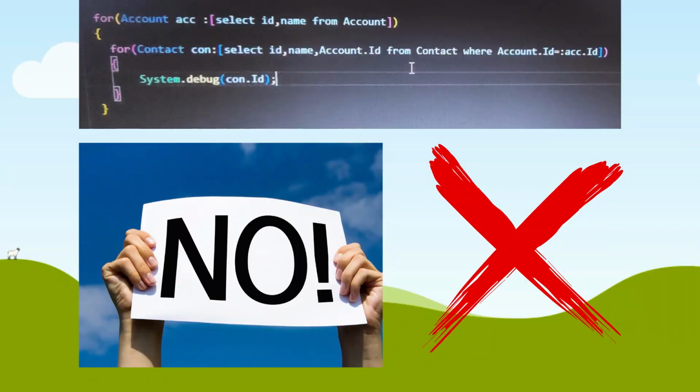Now let us see one example where we have written a SOQL query inside the for loop. On the screen you can see two for loops, where the outer for loop has one SOQL query written on an account, and the inner query is written on a contact. In general, a developer writes code in lower environments or developer environments, where practical data is lacking in the lower orgs.